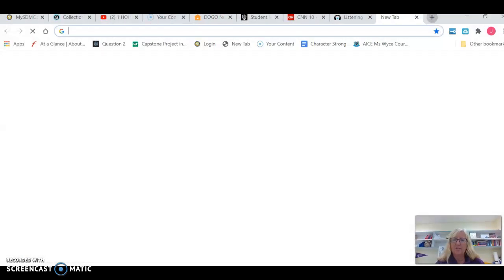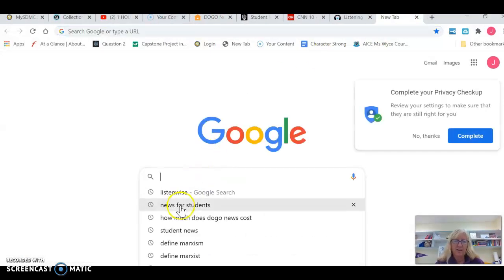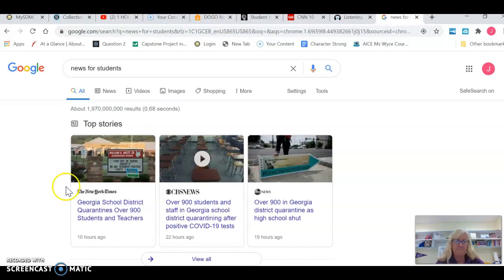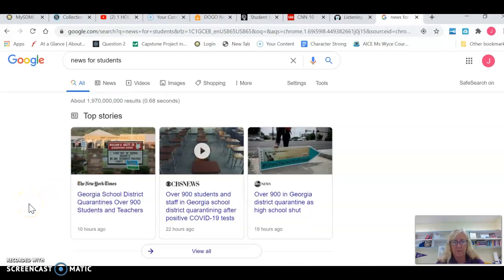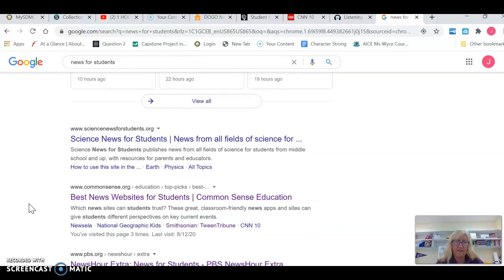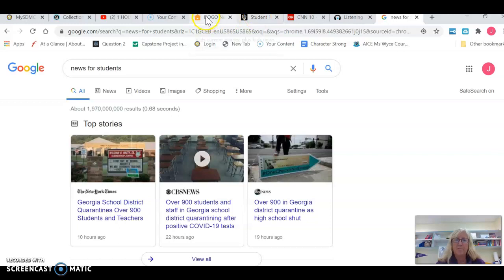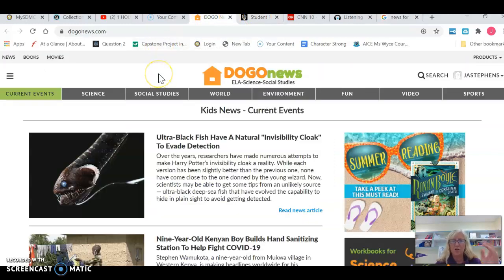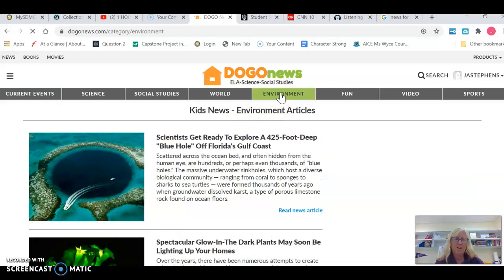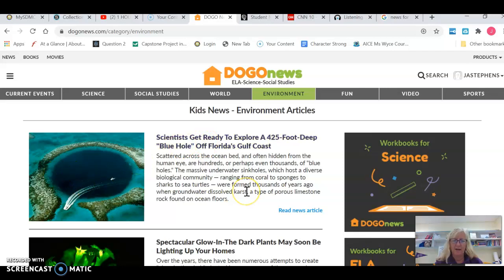First, I went online. The first thing I did is I searched news for students. All sorts of news articles come up. If you just search news, you can find news articles out there easily. Some of the recommendations I found: Dogo News. They have it split up by topic, and you can find all sorts of different things on here. Ooh, that's a really funky looking fish right there. Anyway, you can go on here, you can pick and choose what you want to read about.